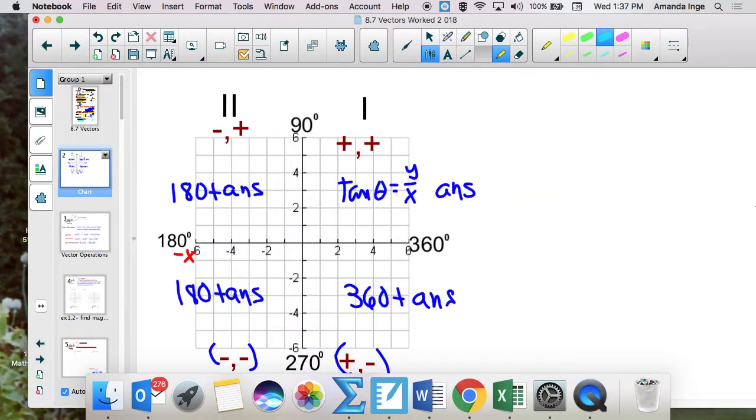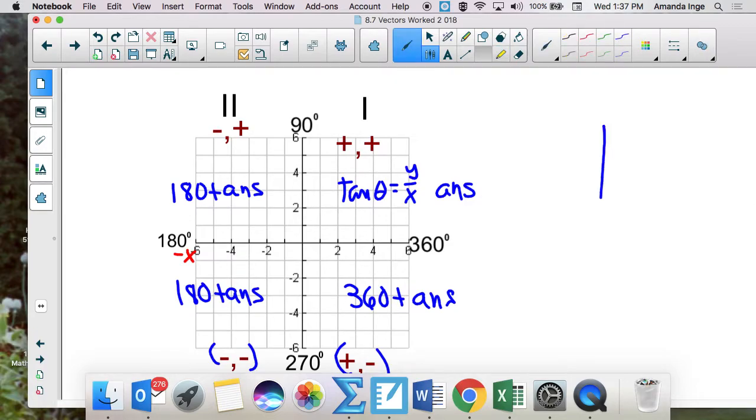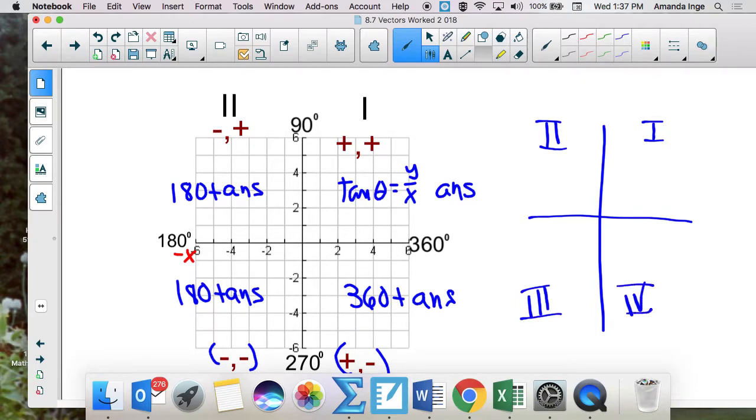All right, so on one of those graphs that I gave you, let's do this. I'm going to leave this one up here and just draw myself a picture over here. You know that a graph has 4 quadrants, right? All right, this is quadrant 1, quadrant 2, quadrant 3, and quadrant 4.